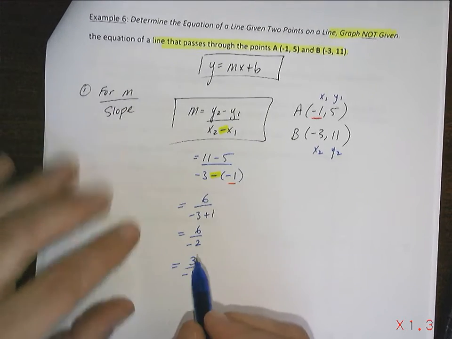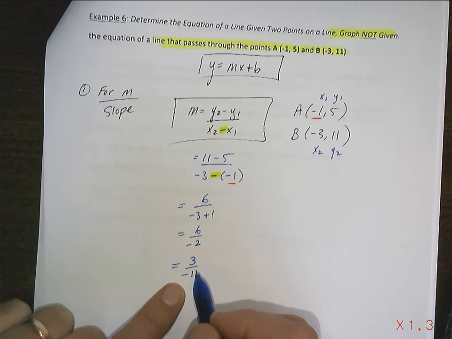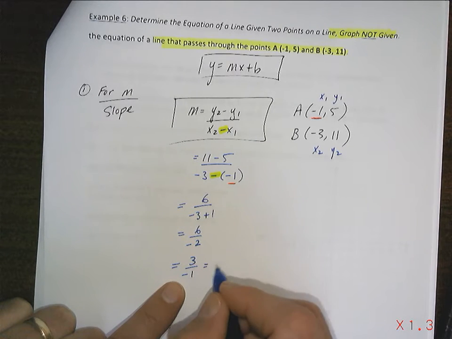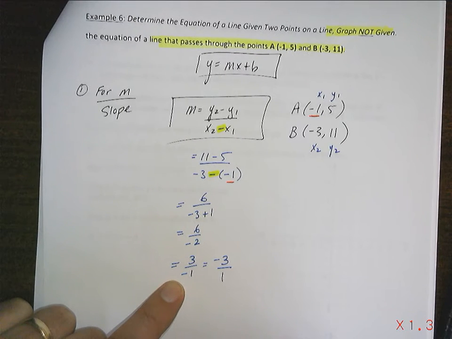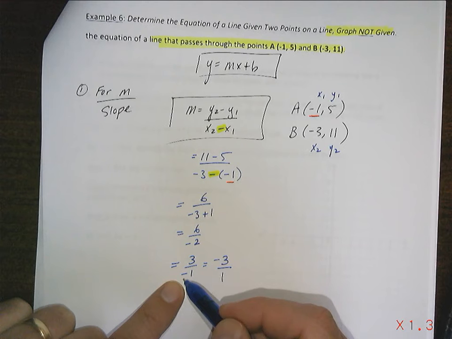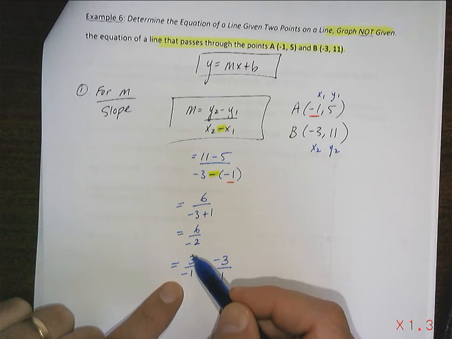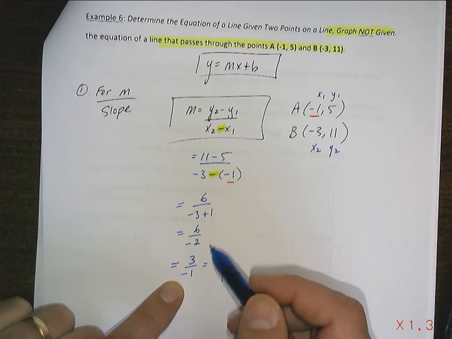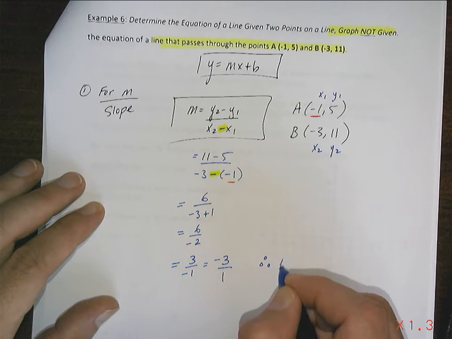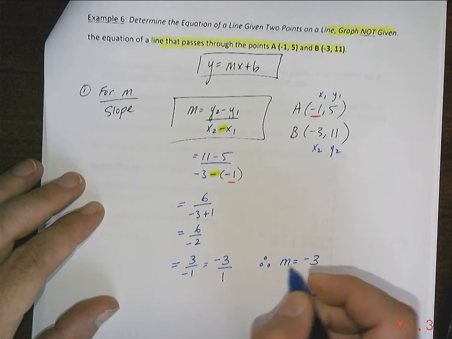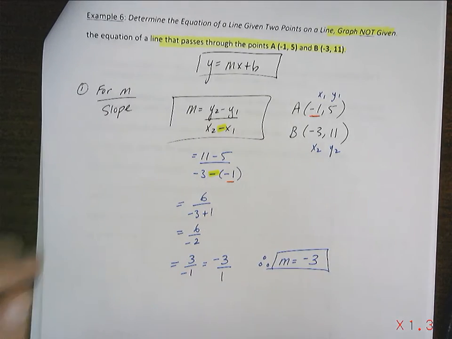Now that's a weird way to write this. And in one of the previous videos we talked that this is the same as having negative 3 over 1. It means the same thing. I can put the negative in the bottom or I can put the negative in the top and it means the same thing. So that means that our slope is equal to negative 3. We've determined the first step in this question.